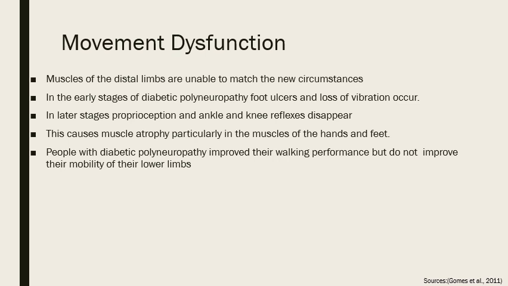Diabetic polyneuropathy affects the distal periphery, so muscles in the hands and feet are affected the most in the early stages of diabetic polyneuropathy, where foot ulcers and loss of vibration occur. Then in the latter stages, proprioception and ankle and knee reflexes are lost. This in turn leads to muscle atrophy of both the feet and hands, as they are not being innervated by the peripheral nerves. It has been found that in a 12-month exercise program, the subjects with diabetic polyneuropathy improved walking performance, but did not improve mobility of their lower limbs.